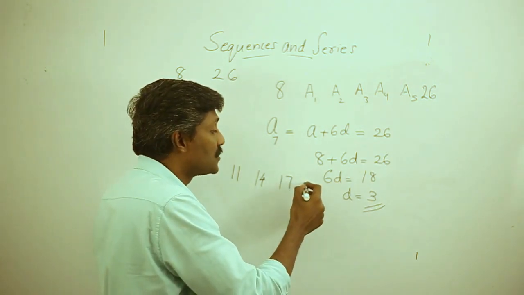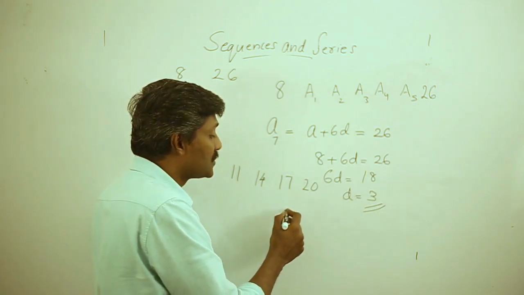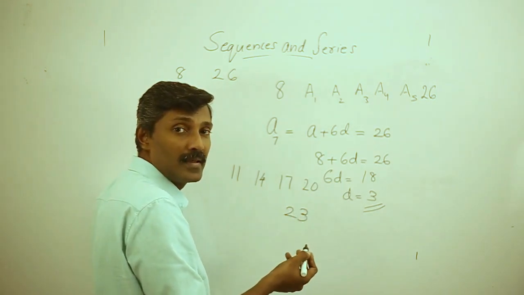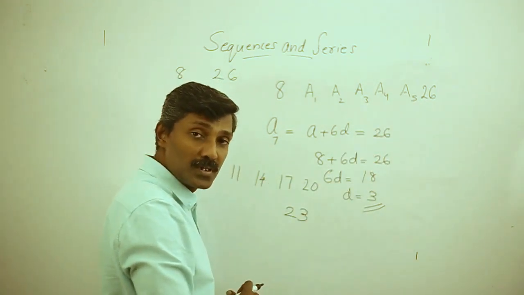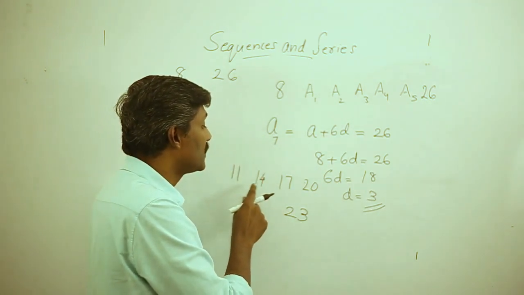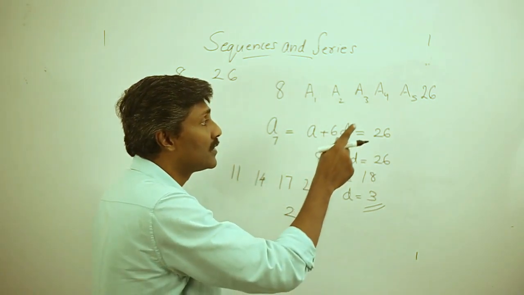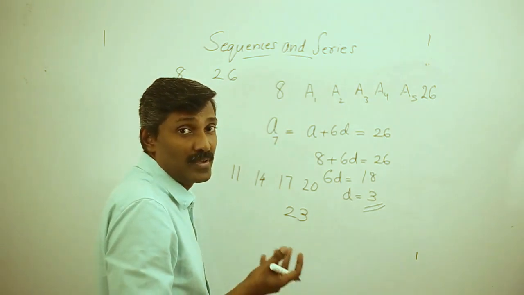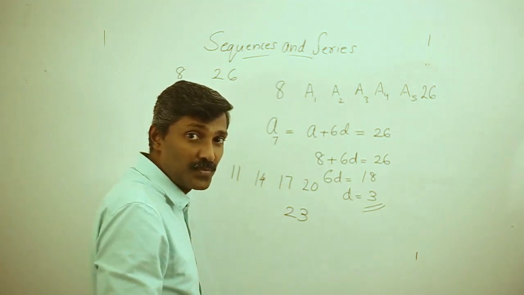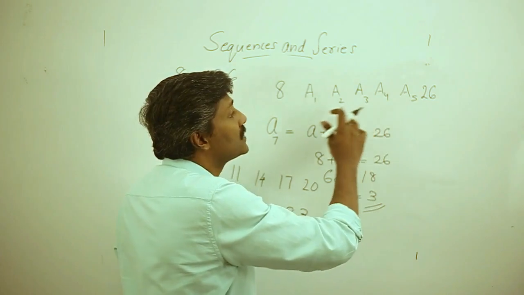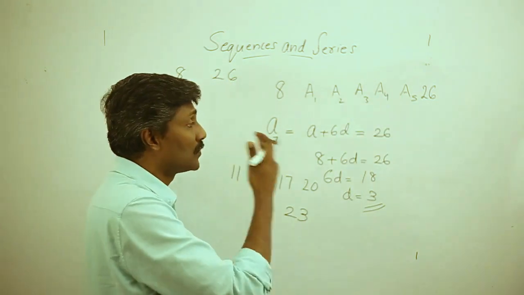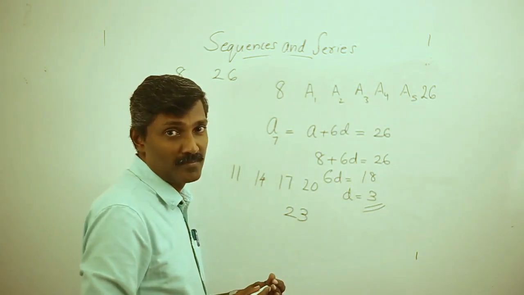Add 3 again, that is 20. Add 3 again, that is 23. And add 3 again, you get 26. So the numbers 8, 11, 14, 17, 20, 23, 26 are in AP. And we have successfully inserted 5 numbers between 8 and 26 so that they are in AP.